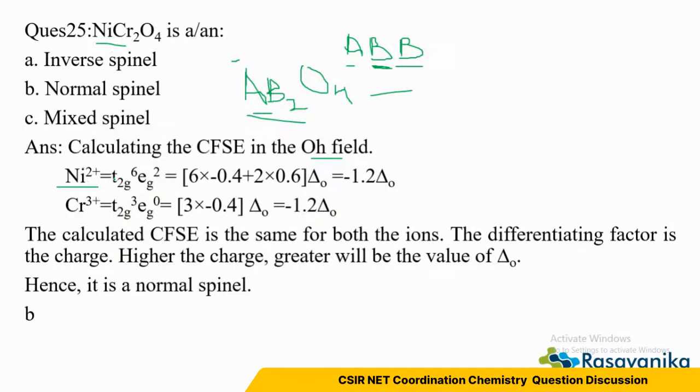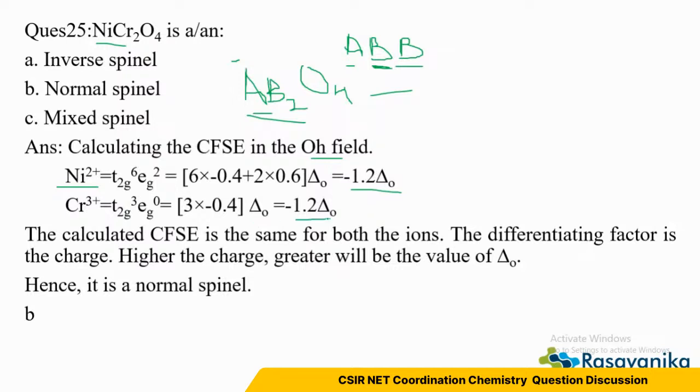So nickel 2 plus is t2g6 eg2, right? 4s2 3d8, 2 electrons have been removed, we get 3d8, t2g6, eg2. So 6 into minus 0.4 plus 2 into 0.6 delta naught. So this is what we get. And for chromium 3 plus, you can see here that it will be 4s1, 3d5, and it will be 3d3 after the removal of 3 electrons, t2g3, and eg0. So 3 into minus 0.4 plus 0 into 0.6, that I have not written, that is not required, delta naught.